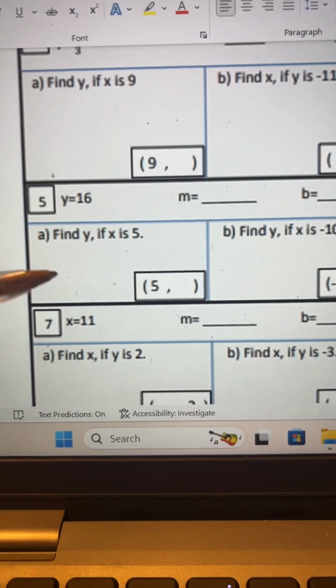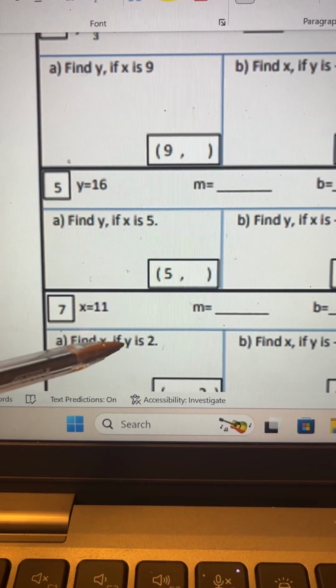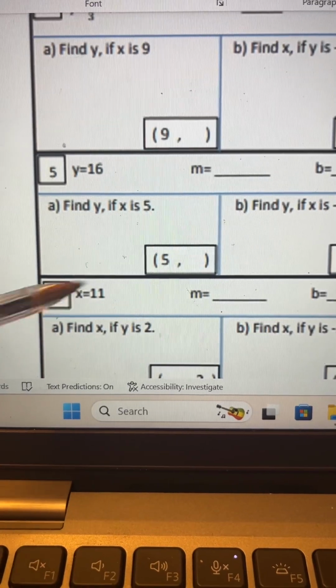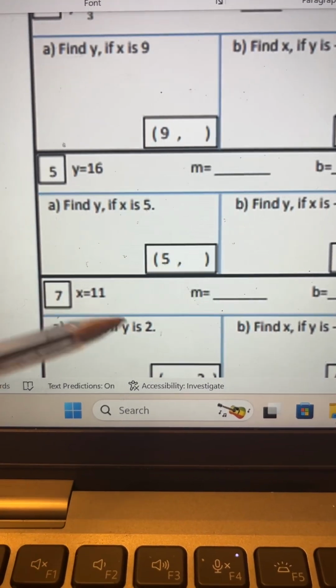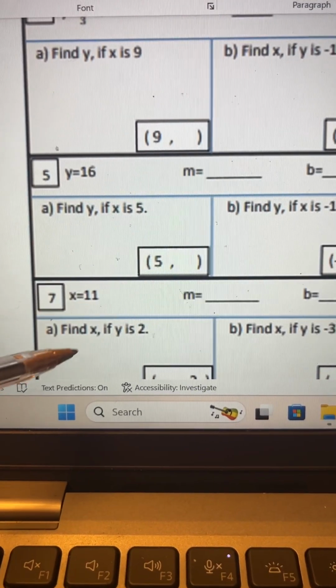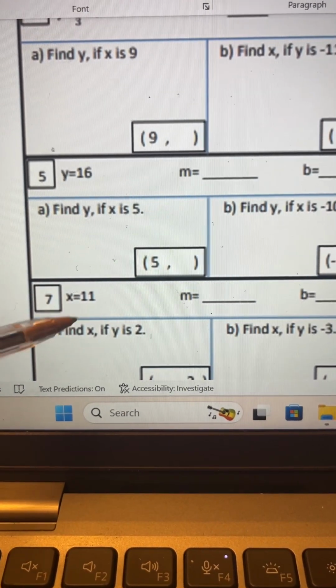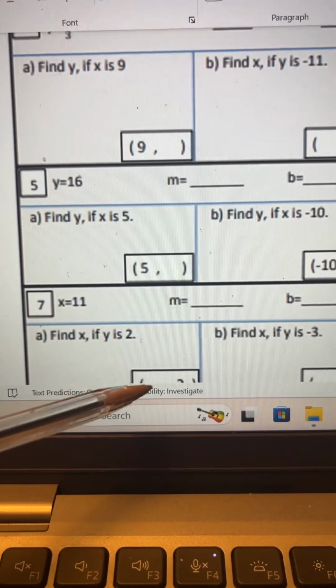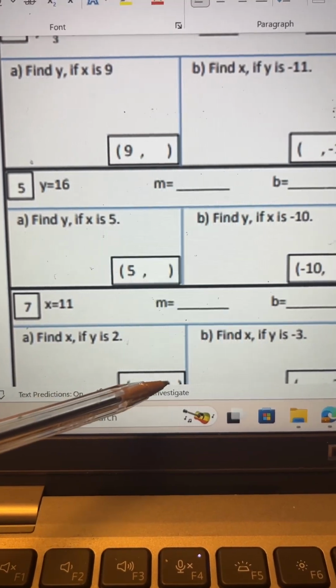Okay, they're asking you to find x if y is 2. Well, like up here, there is no y in this equation for me to solve. Okay, I can't plug it in. But it's telling you x is 11. Find x equals 11. It's already found for you. They've already done it. So down here in your ordered pair, it's going to say 11, 2.